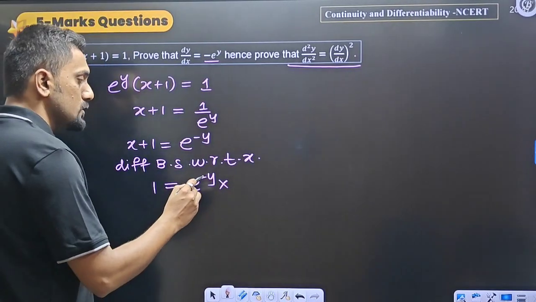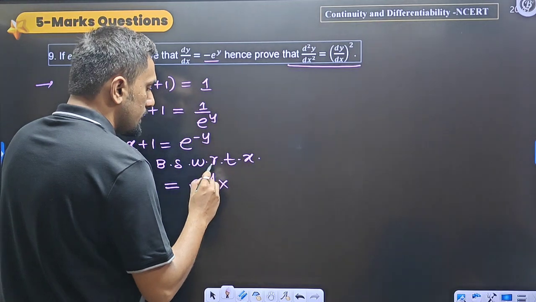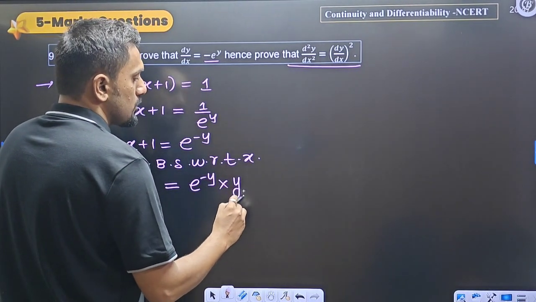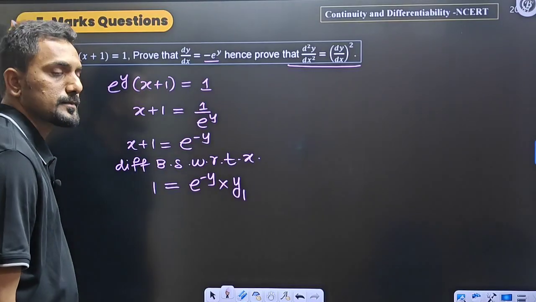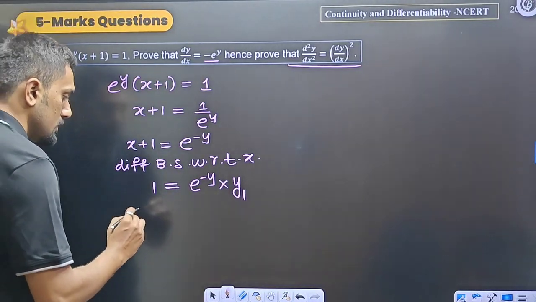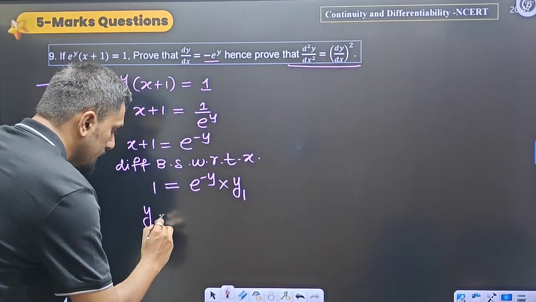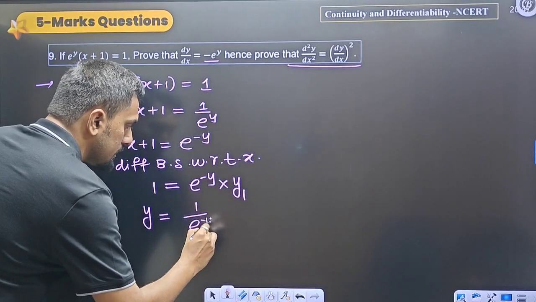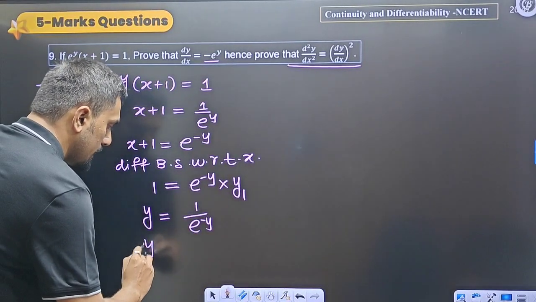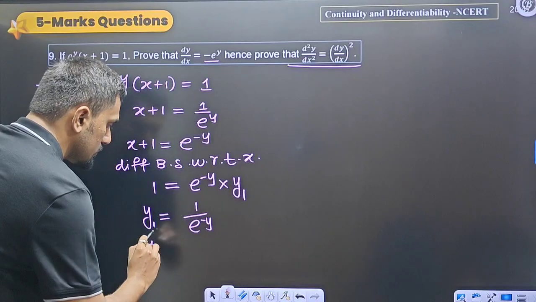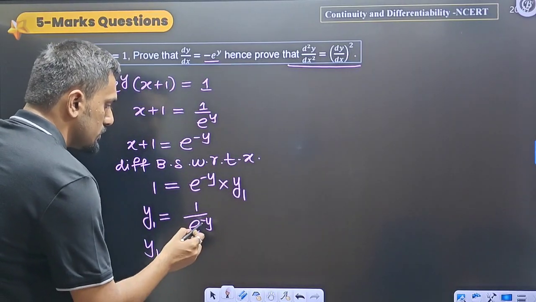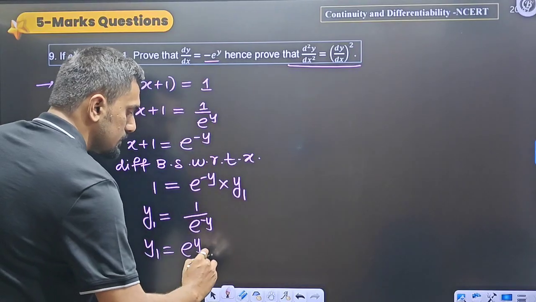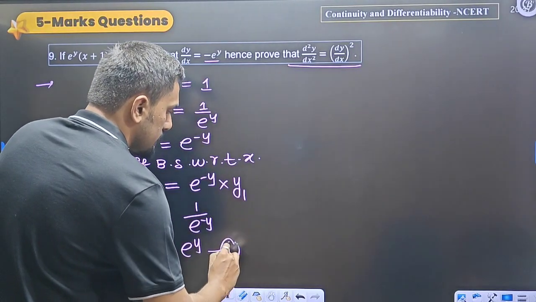Okay, e raised to the power minus y into derivative of y with respect to x is y dash, or we can call it y1. So y1 is equals to 1 divided by e raised to the power minus y. So y1 is equals to, if you bring this to the numerator, then it becomes e raised to the power y. Call this equation as 1.